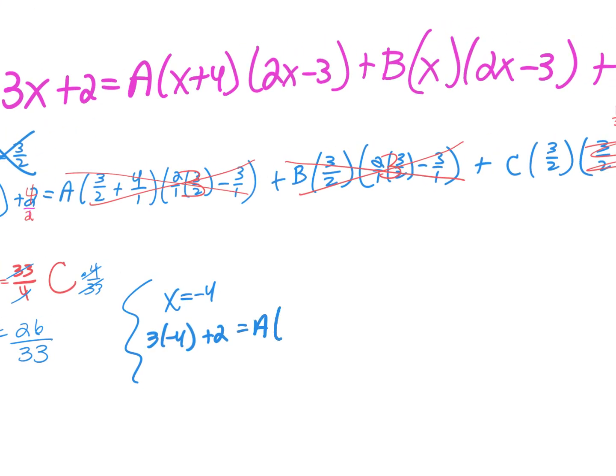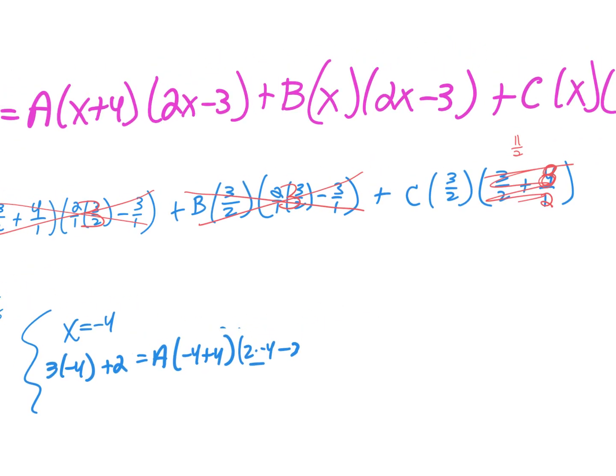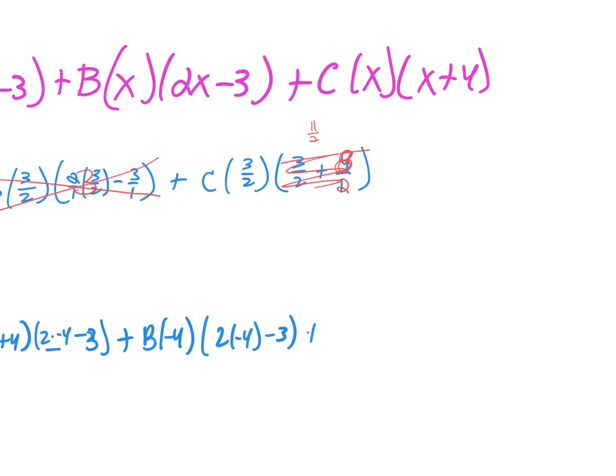Equals a times -4 plus 4 times 2 times negative 4 minus 3, plus b times negative 4 times 2 times negative 4 minus 3, right? And then plus c, negative 4 times negative 4 plus 4.